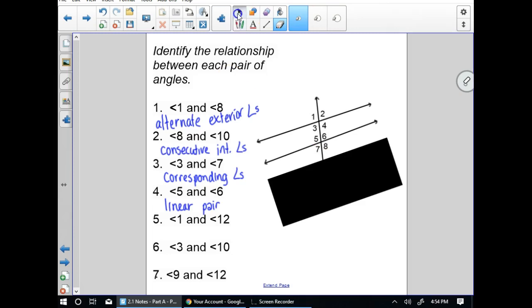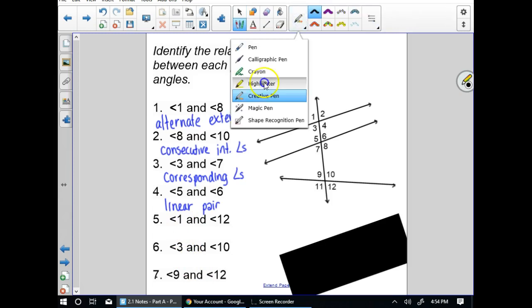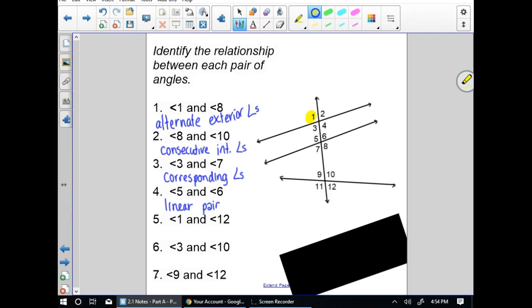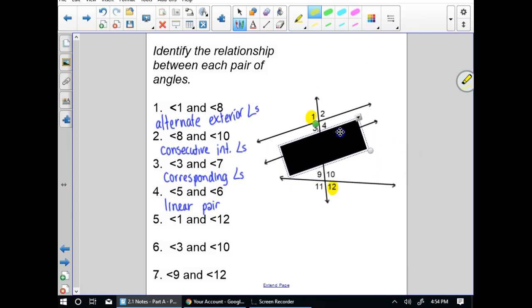For number 5, I have 1 and 12. I'm looking at 1 and 12. This time, it's actually that middle line that I'm really not looking at all. So let me make it a little bit smaller. I don't care about anything in the middle. I'm pretending that that's not there. It's a little harder to block that out of your mind, but just pretend that it's not there. 1 and 12 are exterior angles, and they're on opposite sides of the transversal. So those are alternate exterior angles.